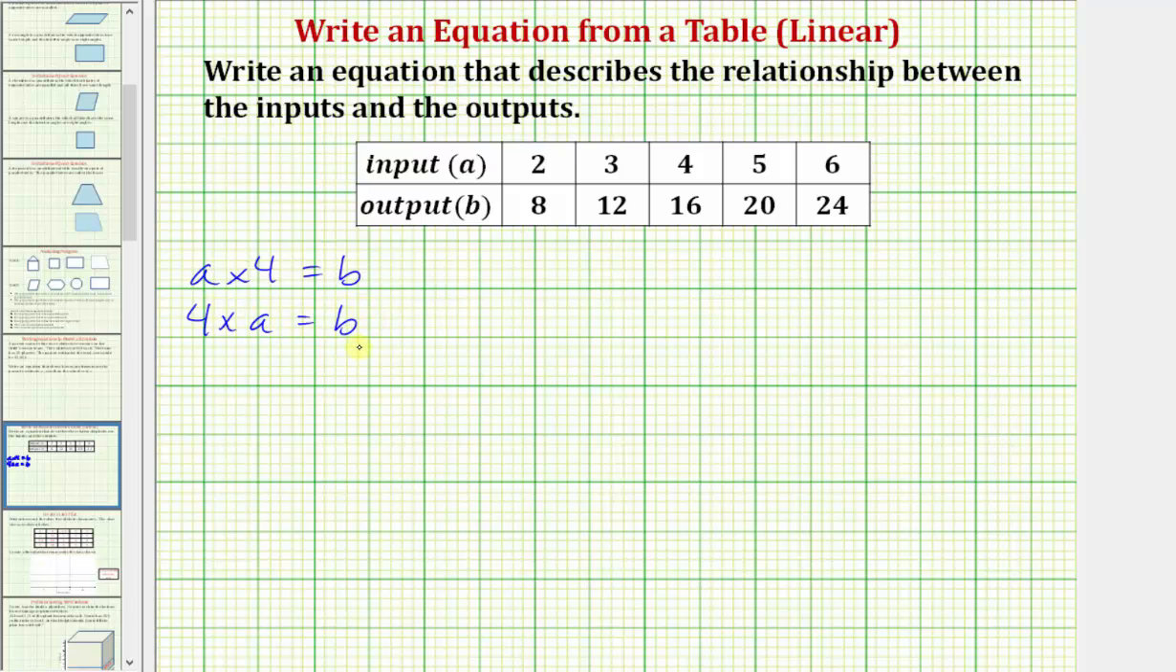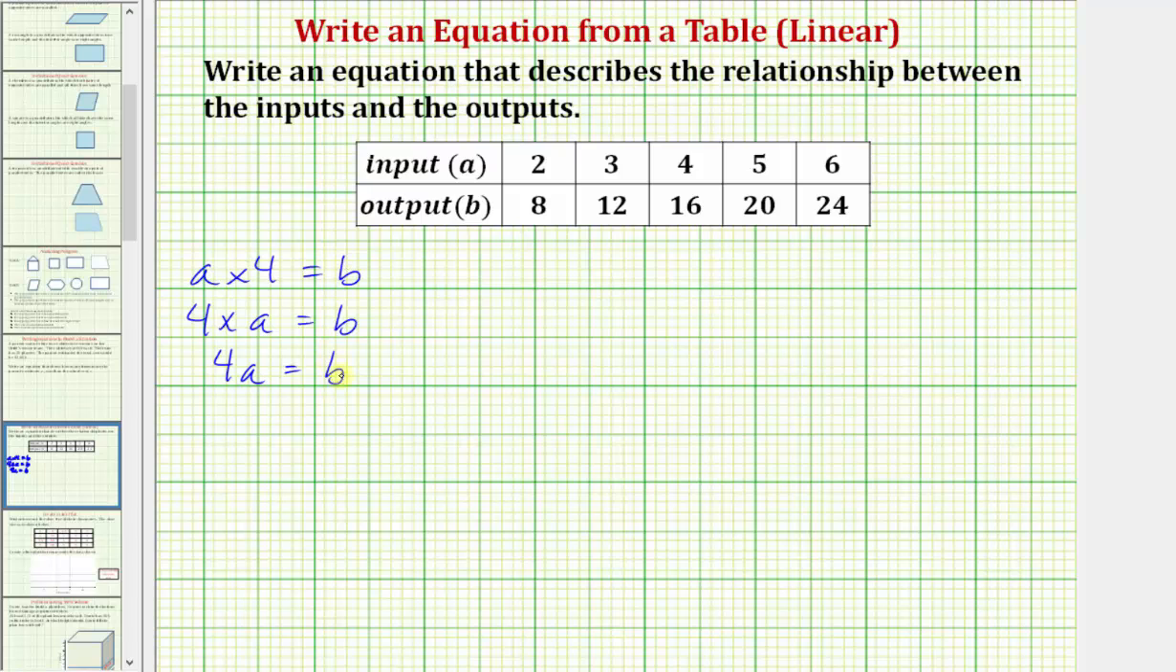And whenever multiplying a number times a letter or a variable, whether it's a times 4 or 4 times a, we can also just write 4a. When we write 4a, this means 4 times a. So we can also write the equation as 4a equals b.